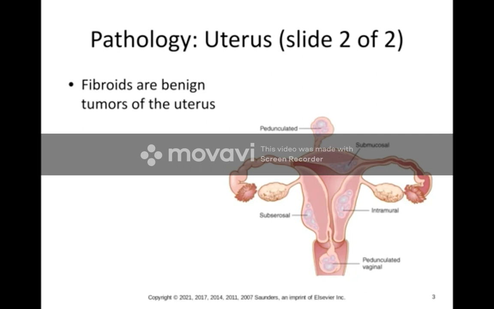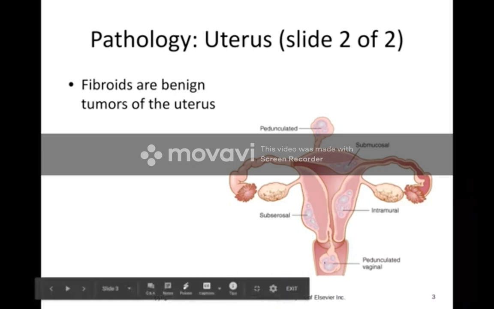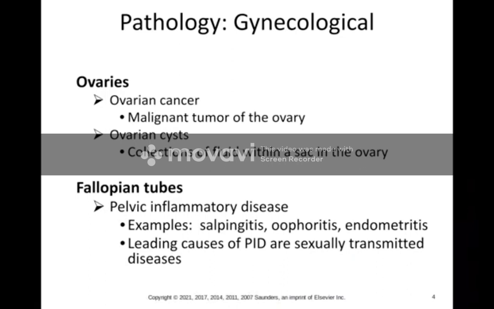So here's some illustrations of some pedunculated fibroids, submucosal, subserosal, intramural, and pedunculated vaginal fibroids. For the ovaries, there's ovarian cancer, malignant tumor of the ovary, ovarian cysts. These are collections of fluid within a sac in the ovary. In the fallopian tubes, there's PID, which is pelvic inflammatory disease. Examples of that are salpingitis, oophoritis, endometritis. The leading cause of PID is STDs, or sexually transmitted diseases.